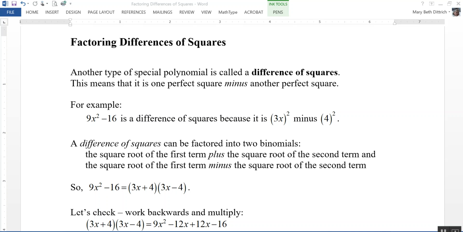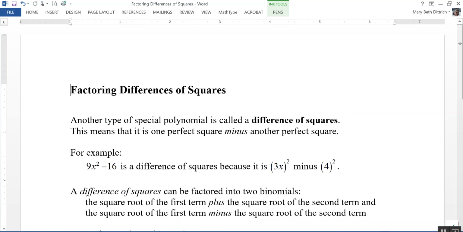The two binomials are the square root of the first term plus the square root of the second term, and the second one is the square root of the first term minus the square root of the second term. So 9x squared minus 16 factors into 3x plus 4 and 3x minus 4, because the square root of 9x squared is 3x, the square root of 16 is 4, one's a plus, one's a minus. Let's just make sure and check and work backwards.